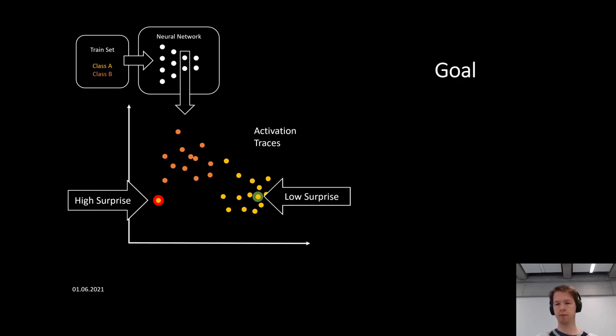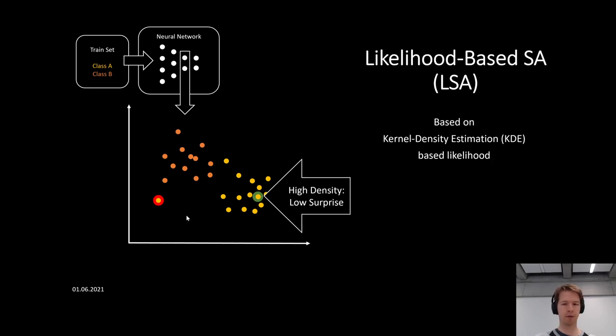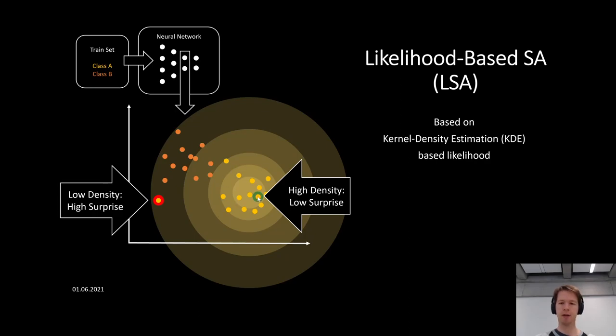And actually, the original paper proposes two ways in which this high and low surprise can be quantified. The first one is by using a kernel density-based estimation. So here, again, if we have a point which is in the middle of the cluster, it has a low surprise. If it's outside of the cluster, it has high surprise. And this is done by simply estimating the likelihood with respect to the distribution of the points of the predicted class.